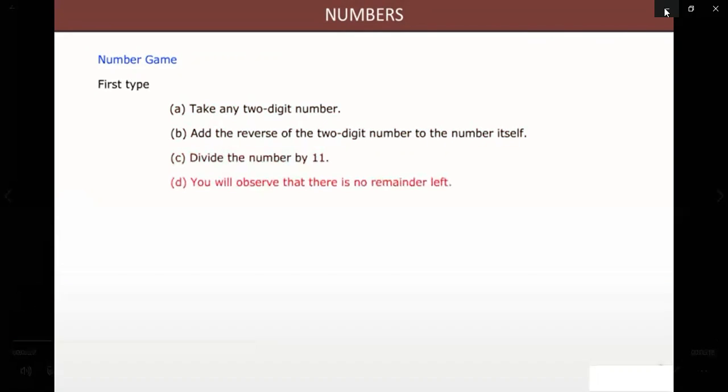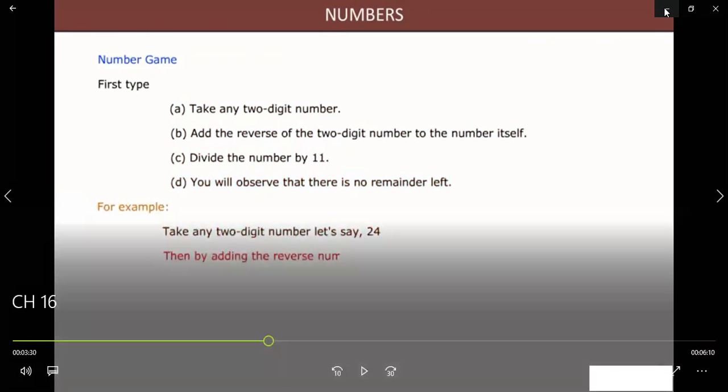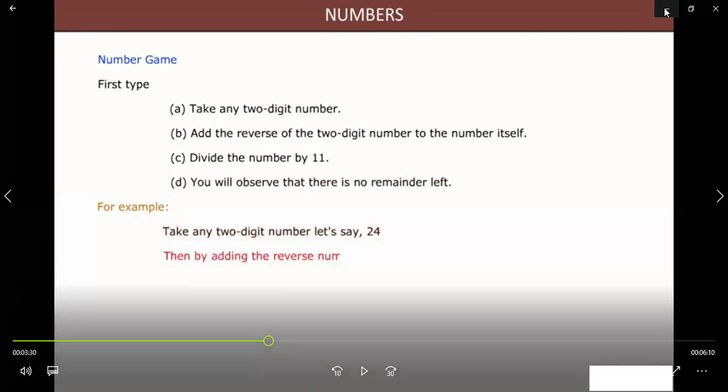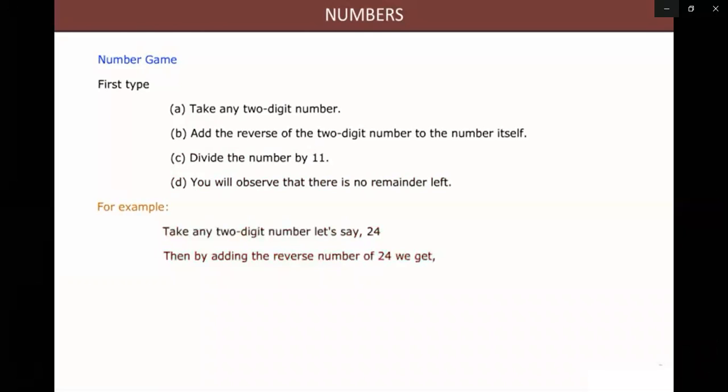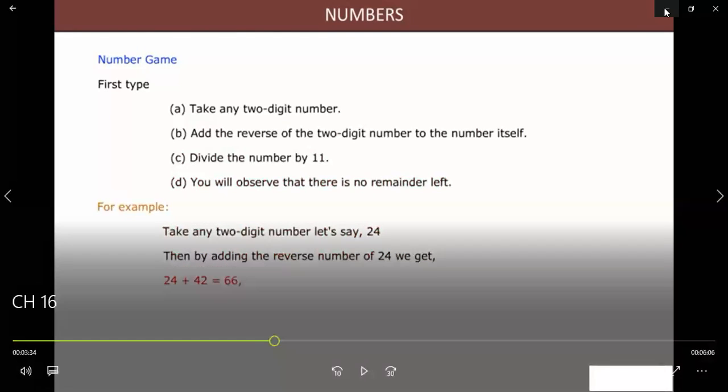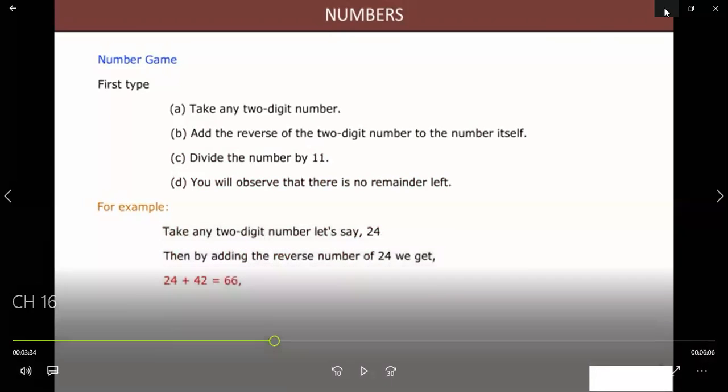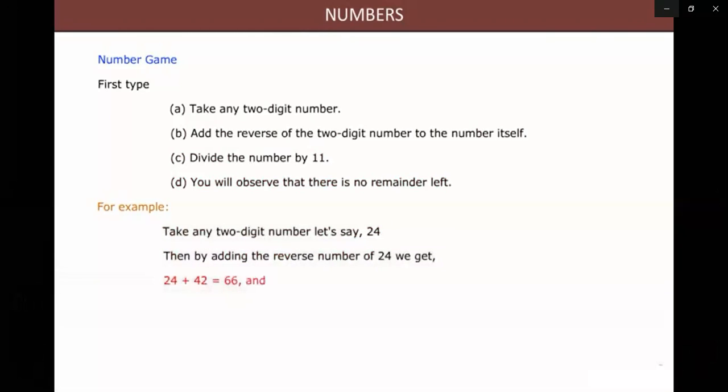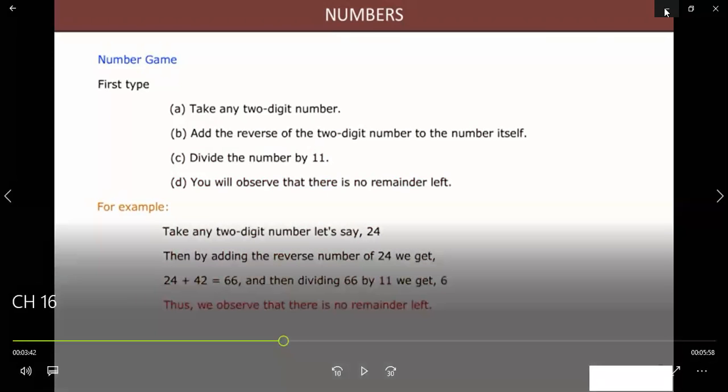So for example, let us take a number, let's say 24. Then the second step is add the reverse of the two-digit number to the number itself. The reverse of this number is 42. So I have to add 24 plus its reverse, 42. 24 plus 42 is 66. Now the third step is divide the number by 11. So 66 by 11 is 6, and we can observe that the remainder is 0, or no remainder is left.